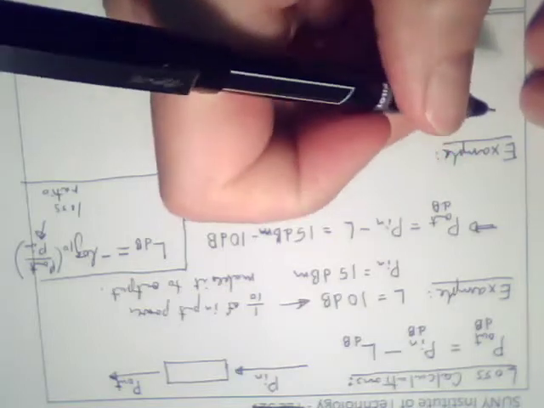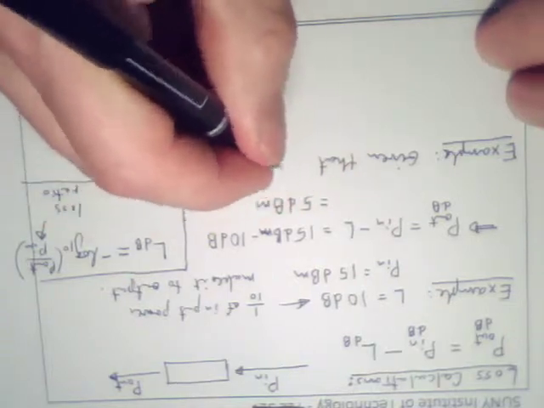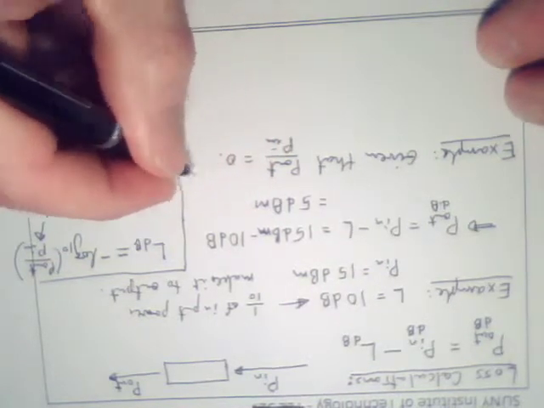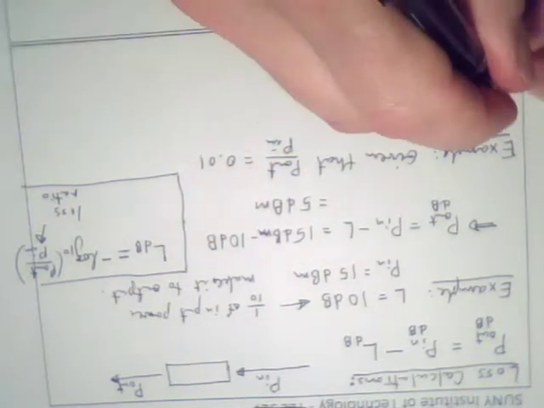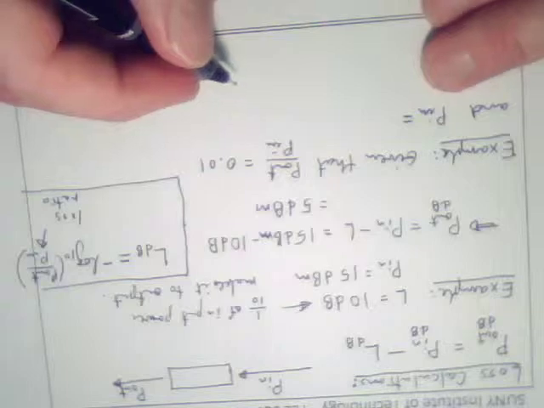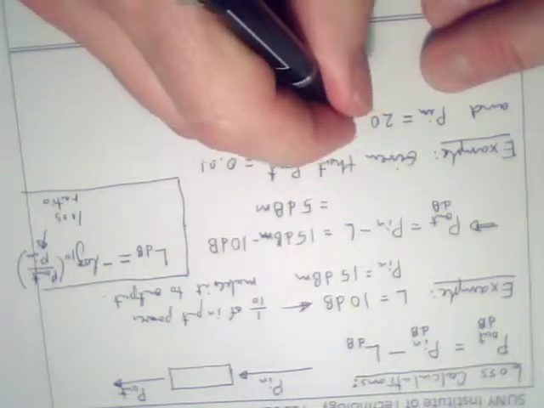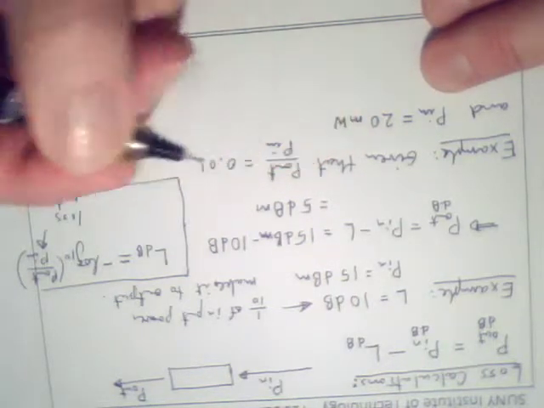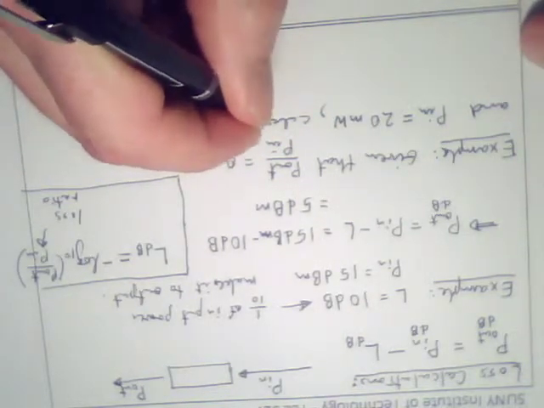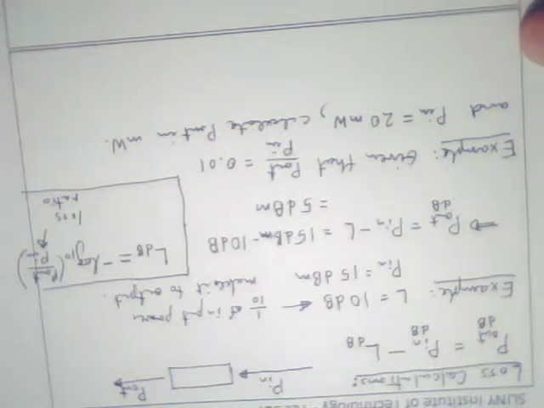Okay, so as a second example, if we are given that P out over P in is 0.01 and P in is equal to 20 milliwatts, calculate P out in milliwatts.